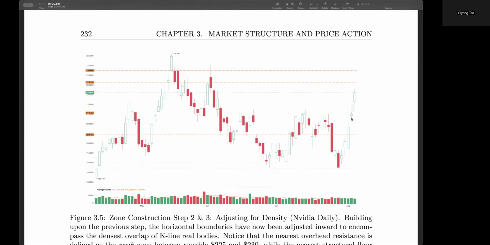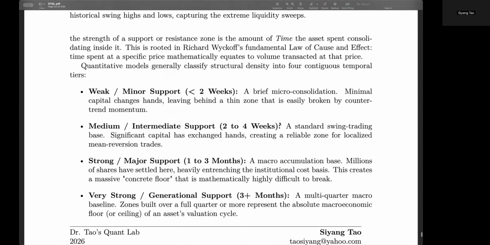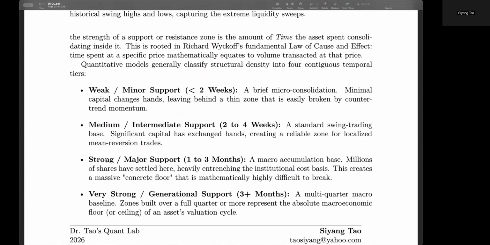And if you want, you can count that it has more than 2 weeks of trading days inside this zone. A strong zone lasts 1 to 3 months. This is a massive concrete floor that algorithms will aggressively defend. And a very strong zone spans 3 months or more. This represents the absolute macroeconomic baseline of an asset's valuation cycle.